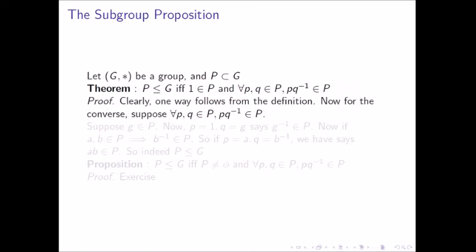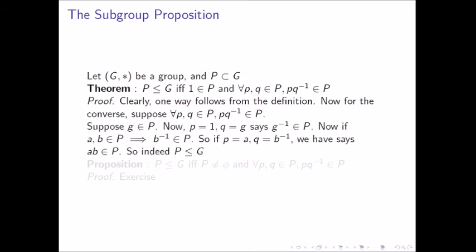Clearly, if P is a subgroup of G, we have this straight away by the definition of subgroups. Now for the converse, suppose for all p, q belonging to P, pq inverse belongs to P. We first show that it's closed under inverses. Suppose g belongs to P, then set p equal to 1 and q equal to g. Then we know that 1 is in the subset P, so we can use it. So g inverse belongs to P, and it turns out that P is closed under inverses.